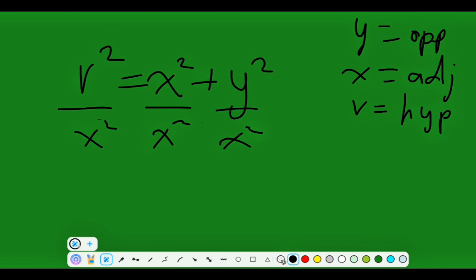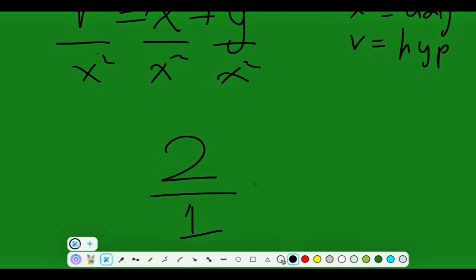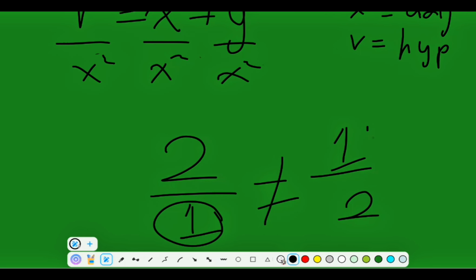The 10th, 11th, and 12th grade curriculum in South Africa got rid of trig ratio reciprocals. A reciprocal is the numerator becoming the denominator and the denominator becoming the numerator. 2 is still the same as 2 over 1, right? But if I want the reciprocal of 2, it'll be 1 over 2. They're equal. So the reciprocal of 2 is 1 over 2. The denominator becomes the numerator and the numerator becomes the denominator.